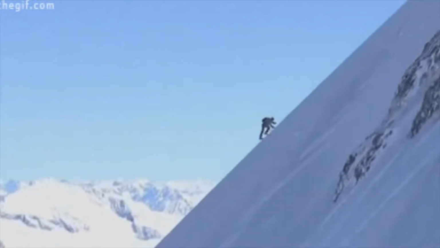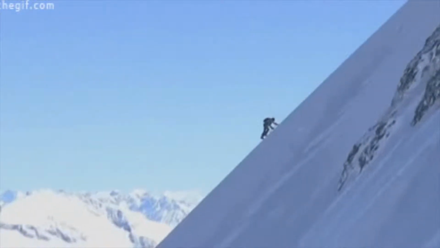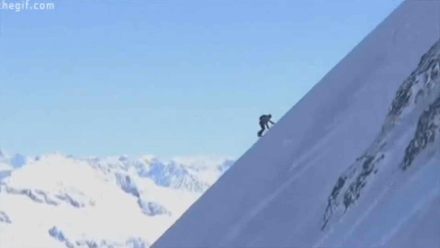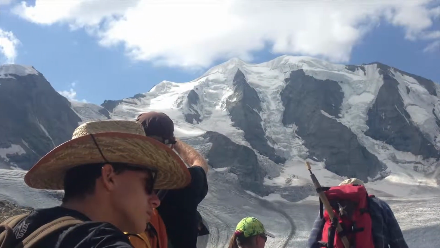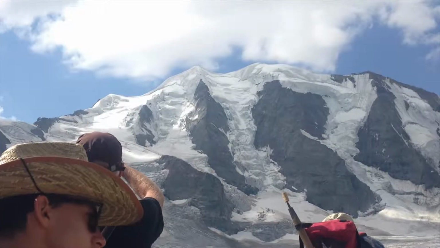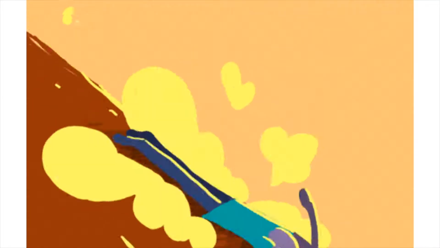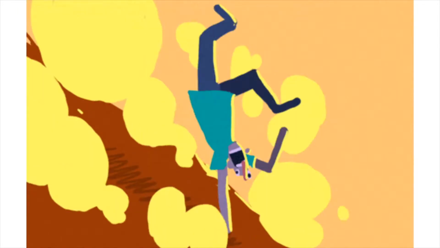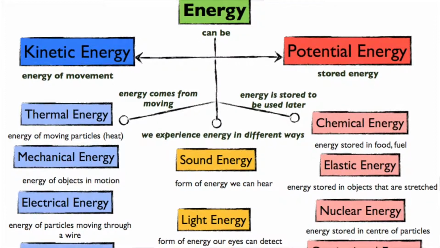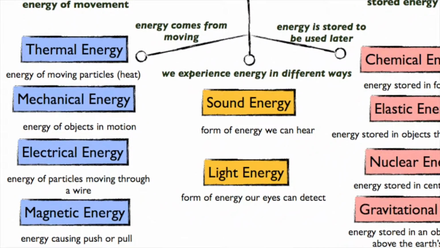Another example would be if I would climb up a mountain, I would need energy, and I would also have potential energy. But when I'm up there and I'm finished enjoying the view, and I'm deciding to throw myself off the entire mountain, I'll have kinetic energy along the way. Now let's look at the energy forms from the kinetic energy side.